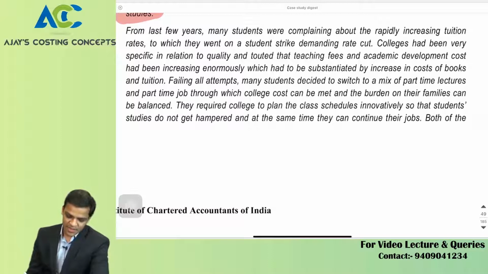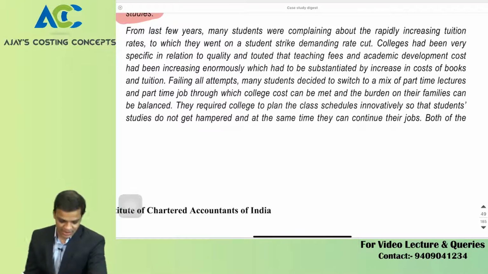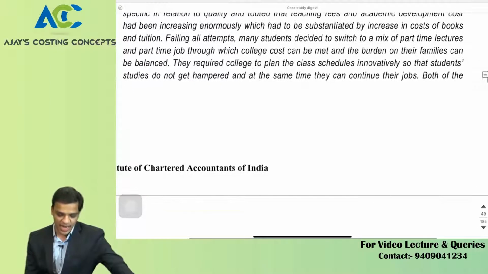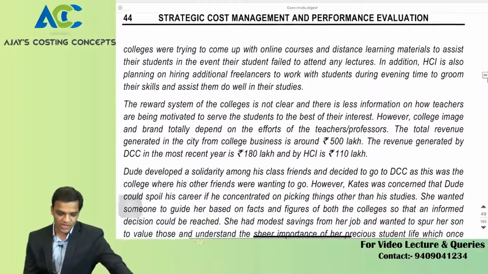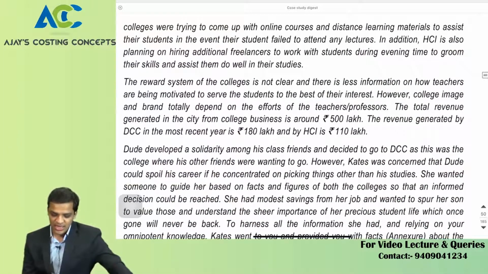Failing all attempts, many students decided to switch to a mix of part-time lectures and a part-time job, through which college costs can be met and the burden on their families can be balanced. They required the college to plan class schedules innovatively so that students' studies do not get hampered, and at the same time they can continue their jobs. Both of the colleges were trying to come up with online courses and distance learning materials to assist students in the event they failed to attend any lectures.